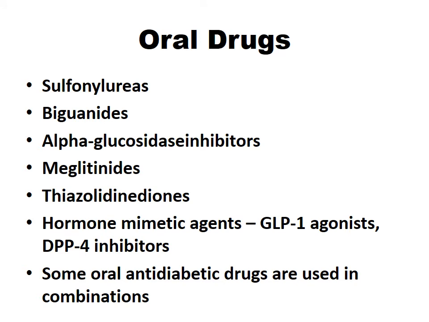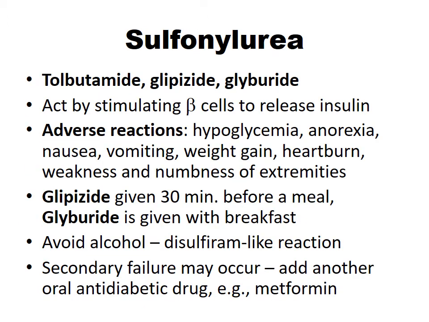Drugs used for treatment of diabetes include sulfonylurea, biguanides, alpha-glucosidase inhibitors, meglitinides, thiazolidinediones, hormone mimetic agents, that's glucagon-like peptide 1 agonists, and dipeptidyl peptidase inhibitors. Some oral antidiabetic drugs are used in combination. These drugs are usually used alone or in combination.